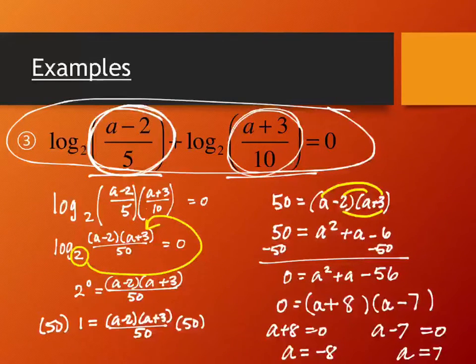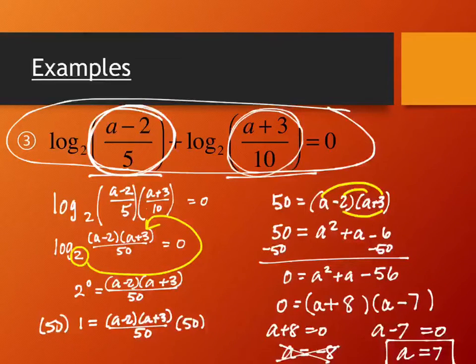But if I have an interior of a log in the problem, which I do here, the interior has to be positive. That one doesn't work, right? So a equals negative 8 is what we would have called an extraneous solution. It's not a solution at all. How about 7? Will 7 keep everything positive on those interiors? It does. So it's actually the correct solution.